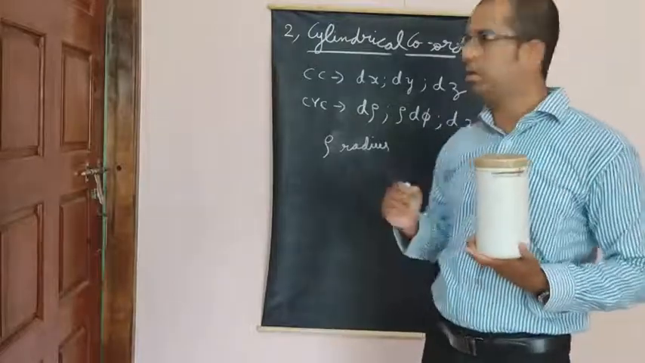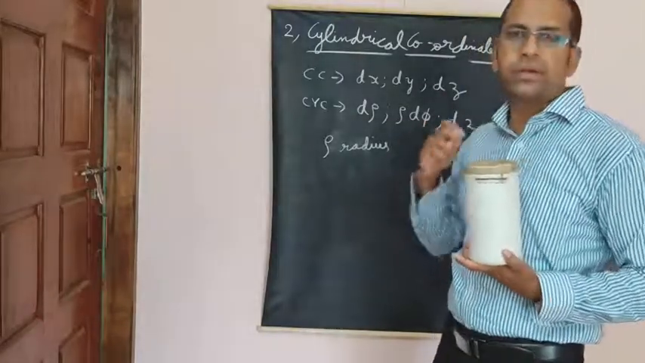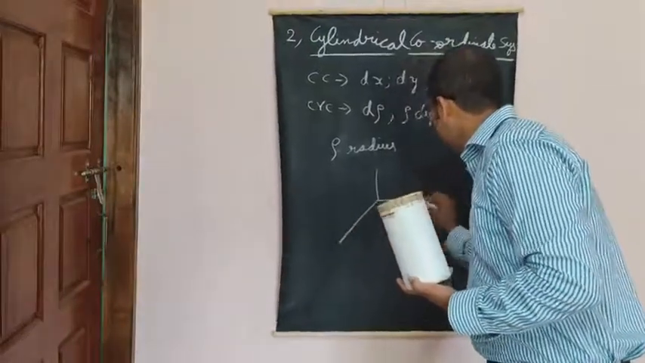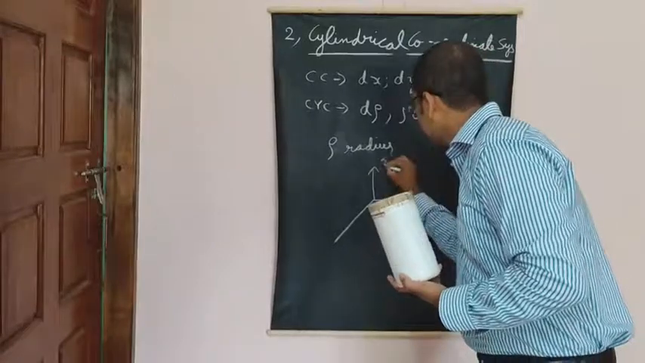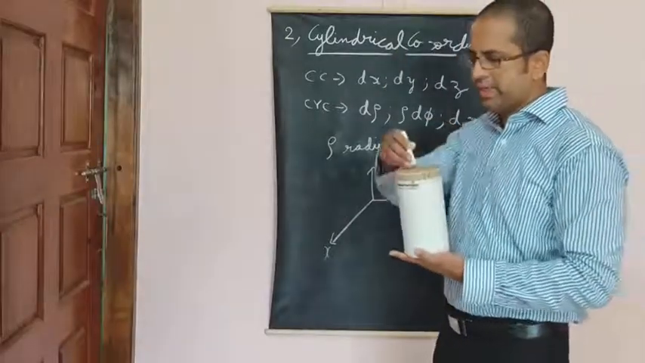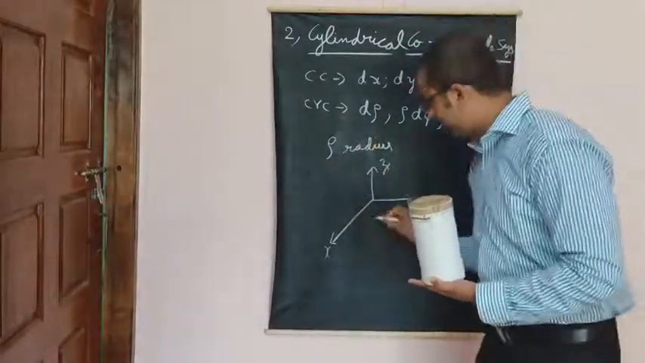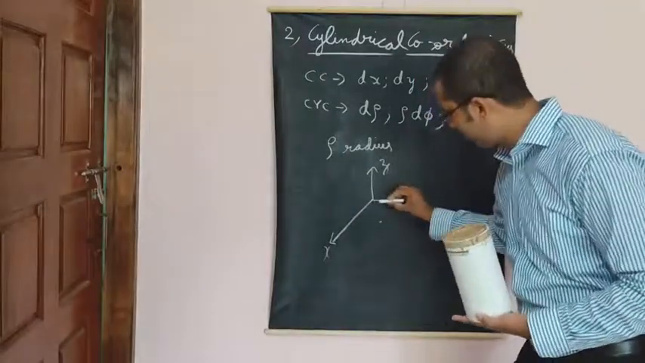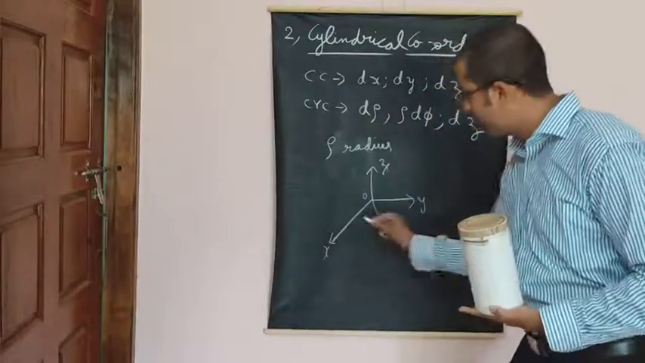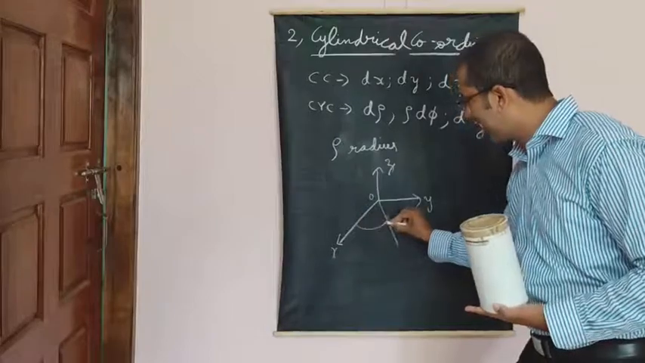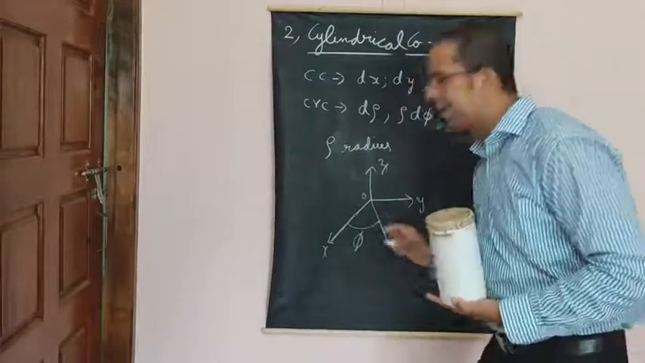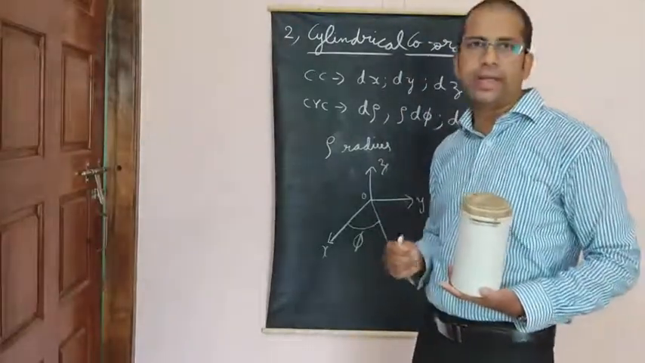Next, for the other one, you have to consider phi. Let's take this as y, this as z, and this as x. If you take any particular point over here, from the origin I have to draw a straight line. The angle that this line makes from the x-axis is called phi. That is taken as phi in degrees or radians.